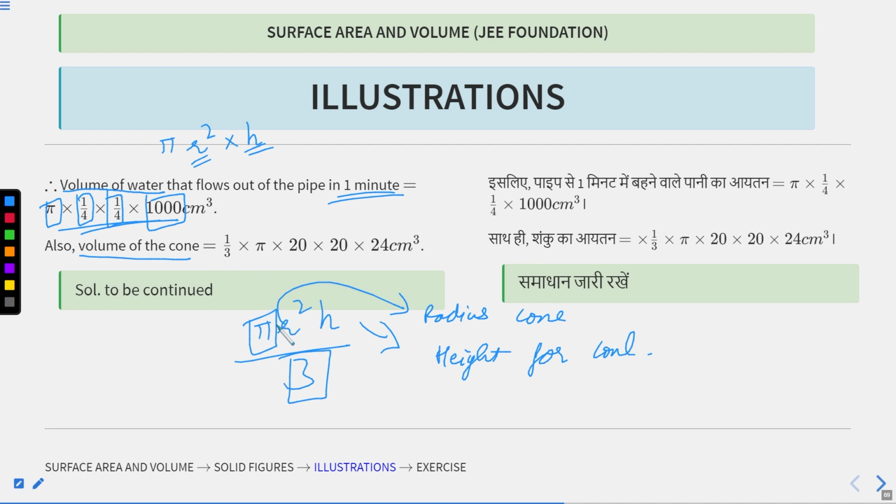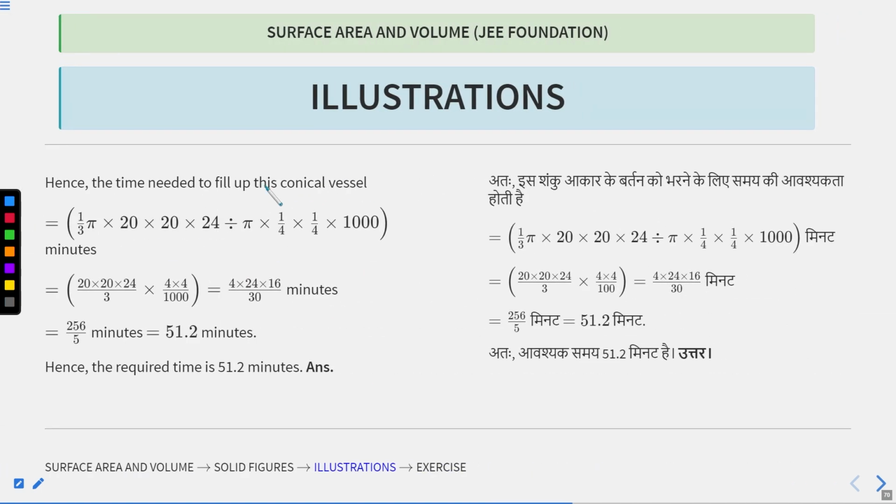So using the formula and the respective values, the diameter for the cone is 40 and the radius is 40 by 2, so it is 20. So r square is 20 square, and the height is already given to me, 24. Now this is my volume of the cone. The time needed to fill up the vessel is this cone volume divided by the volume of the cylindrical pipe, the cylinder.